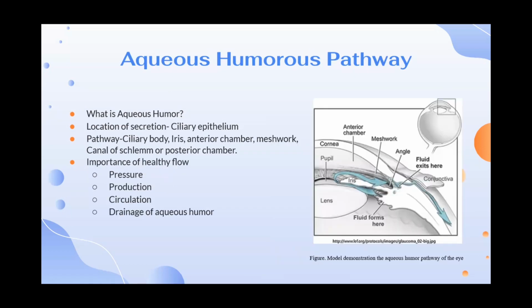What is aqueous humor? Aqueous humor is a fluid in the eye, and it performs two important physiological functions. It maintains stability of the intraocular pressure, supplies nutrients, and removes waste. Aqueous humor is secreted at the ciliary body through the ciliary epithelium. Then it passes between the iris and the lens of the anterior chamber. Once in the anterior chamber, the meshwork filters up to 90% of the fluid.